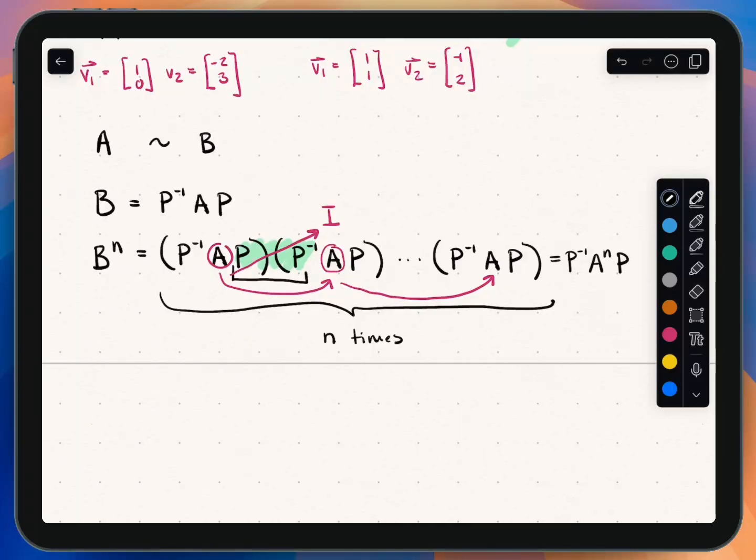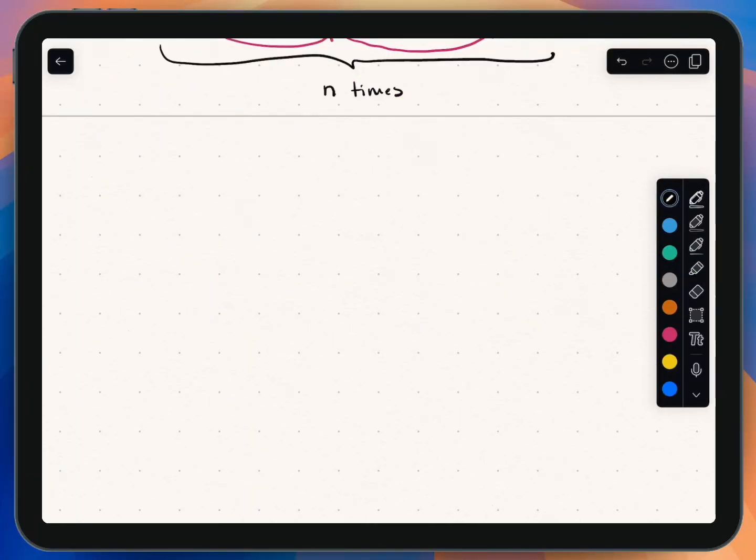And then we can see that B to the n is actually similar to A to the n, because yet again we have the same matrix, some matrix here that connects the two of them. And another thing that's cool is that these properties go both ways. If A is similar to B, we also automatically know that B is similar to A.